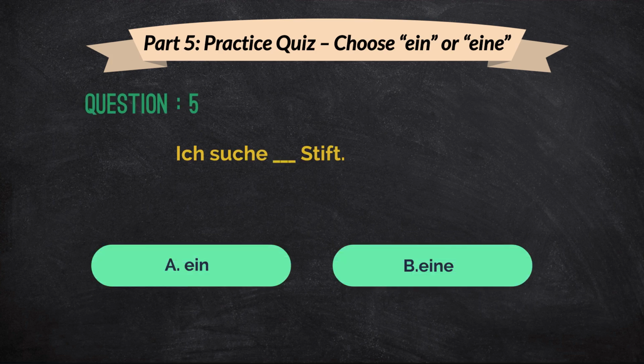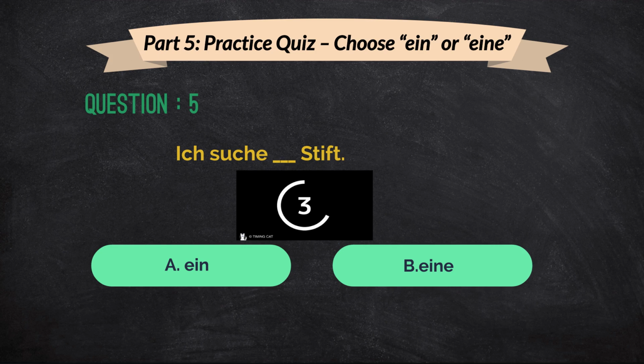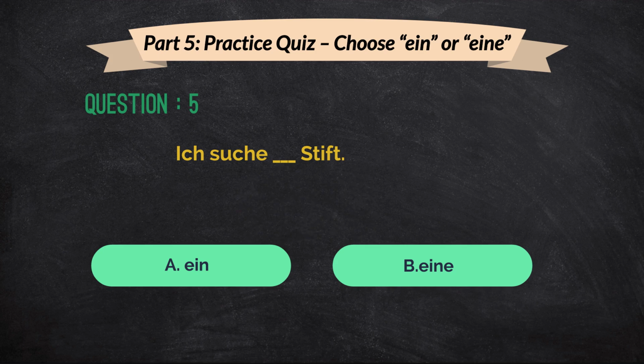Ich suche Stift, ein or eine? Stift means pen. It is masculine. So the right answer is ein Stift. The answer is A, ein.